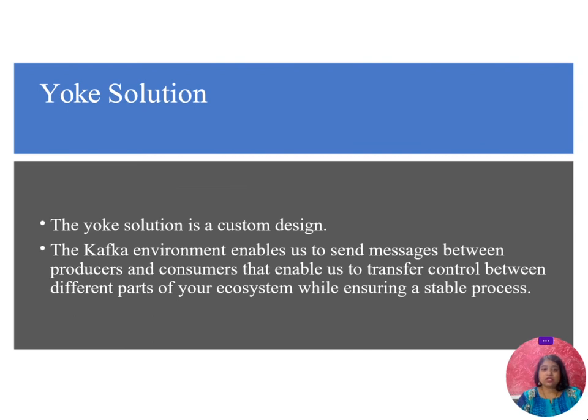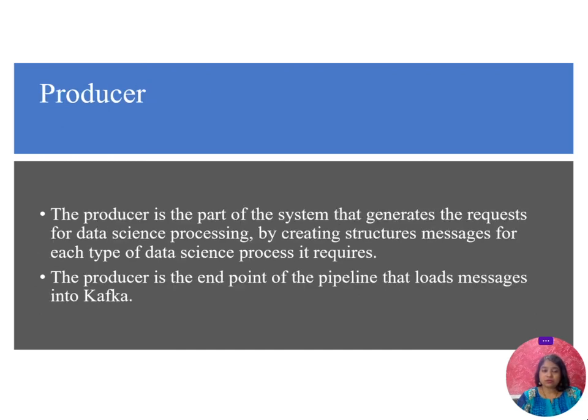So the yoke solution is a custom design. The Kafka environment enables us to send messages between producer and consumer that enable us to transfer control between different parts of the ecosystem while ensuring a stable process. So basically we are able to transfer messages between the consumer and the producer, and we can ensure that the ecosystem is stable. So what is a producer?